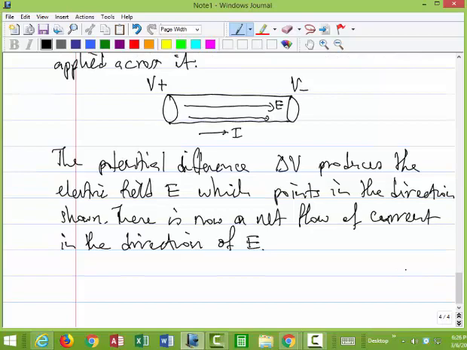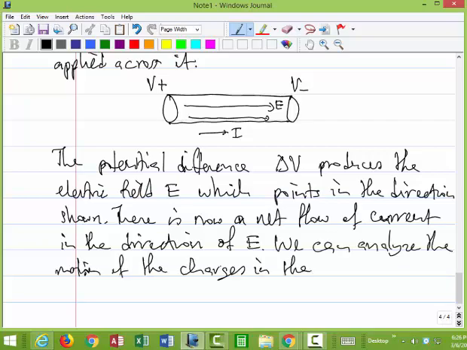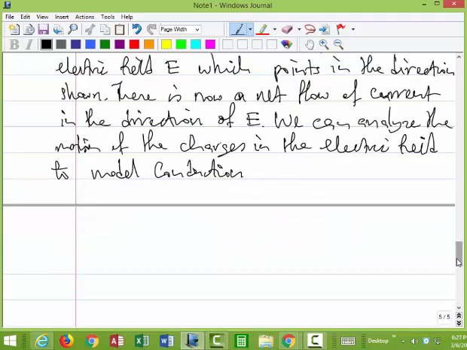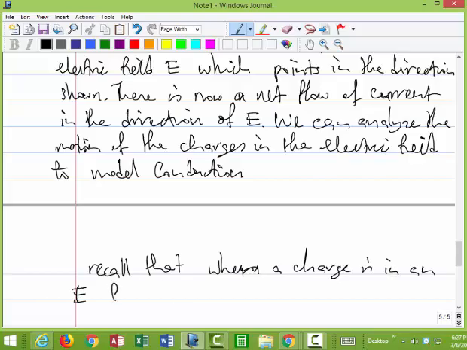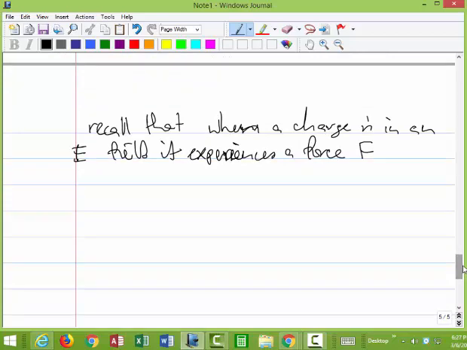So we can analyze this to see why the current flows. So that would be our model of conduction. We can analyze the motion of the charge in the electric field in order to model conduction. So recall that when a charge is in an E field, it experiences a force F. So that force is given by Coulomb's law. So the force F is equal to the charge times the electric field, uppercase E. And this force is equal to the mass times acceleration of the charge.